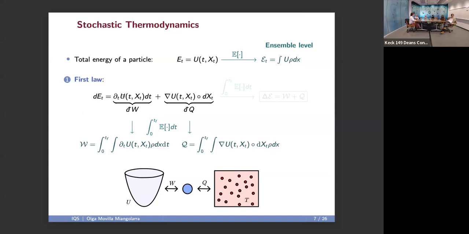So we can do the same thing for the whole first law and get to the first law at the level of an ensemble over a time interval. Again, this is simply stating that if the energy of our ensemble changes, it can only change either through work that is exchanged with the external potential or through heat that is exchanged with the heat bath.